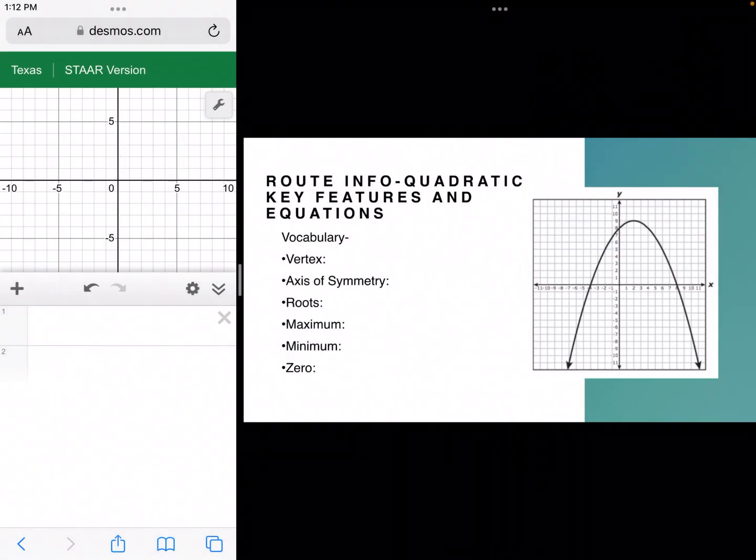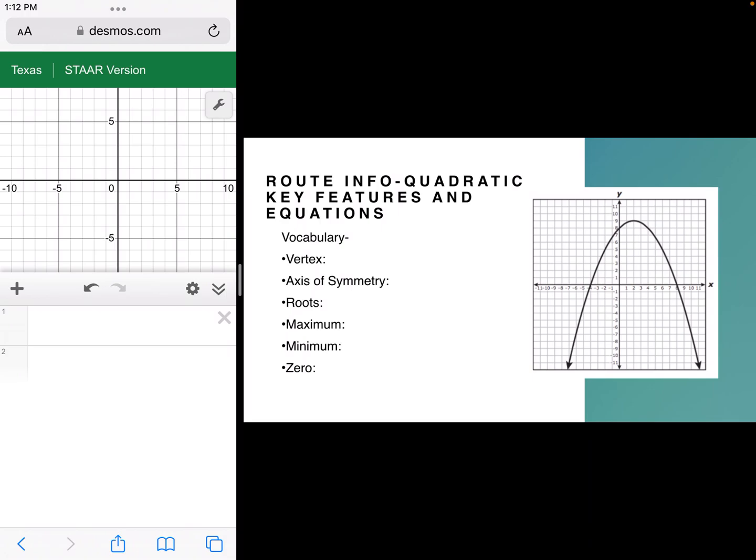Welcome to another day for our summit review for our STAAR test May 3rd. Today we're reviewing quadratic key features and how to solve quadratic functions.